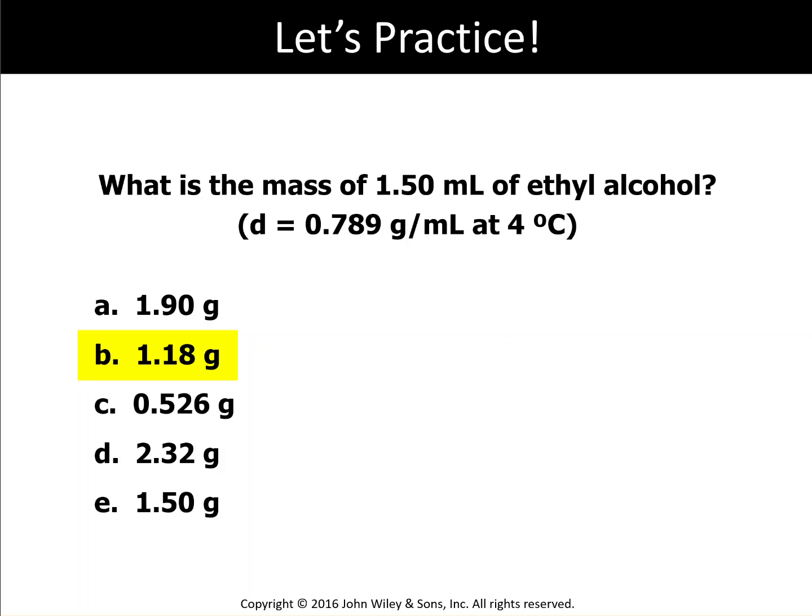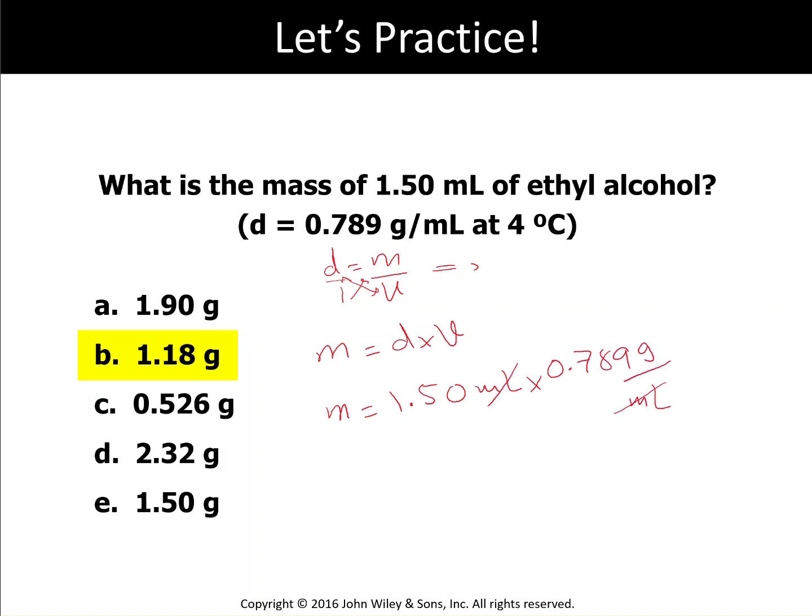Now let's look at another example. You want to find the mass of 1.50 milliliters of ethyl alcohol, where density is 0.789. So density is mass over volume. We're trying to find the mass, so you just cross multiply. So mass is going to be density times volume. The volume is 1.50 milliliters and density is 0.789 grams per milliliter. So milliliter and milliliter cancel out, and you end up with the mass.